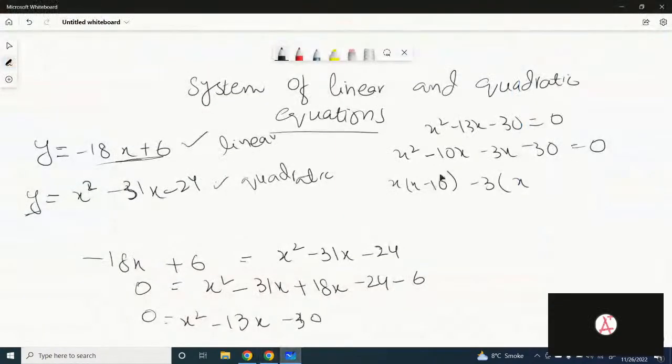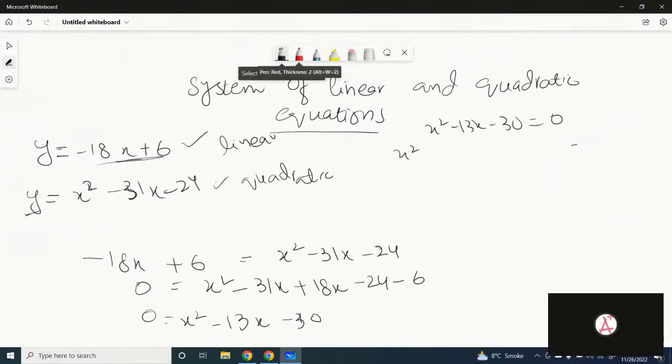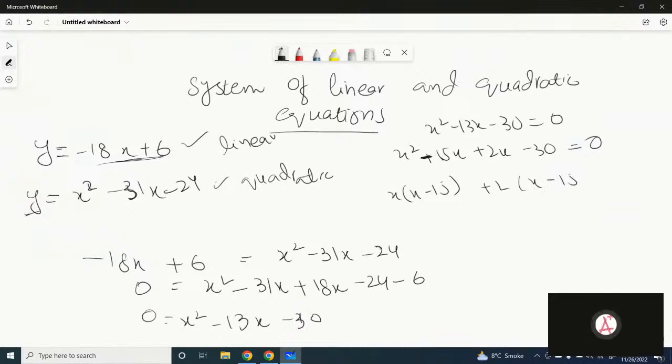Oh, 10 and 3 are not the factors because I have to make negative 30. So I can go for 15 times 2. Positive 15x, negative 15x, positive 2x minus 30 equals 0. X common and you're left with x minus 15, plus 2 common and you're left with x minus 15. So you have two of the factors, they are x plus 2 and x minus 15 equals 0.